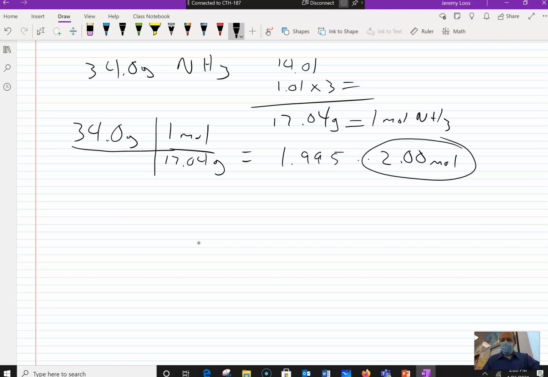Now, we should always see if our answer makes sense. And it should, because we're saying that 1 mole weighs 17 grams. At the very least, we should probably check to see if we would expect our answer to be greater or smaller than 1, or at least get some kind of feel for that. And that does make sense, because a mole weighs 17 grams. We've got 34 grams. That's about twice as much.